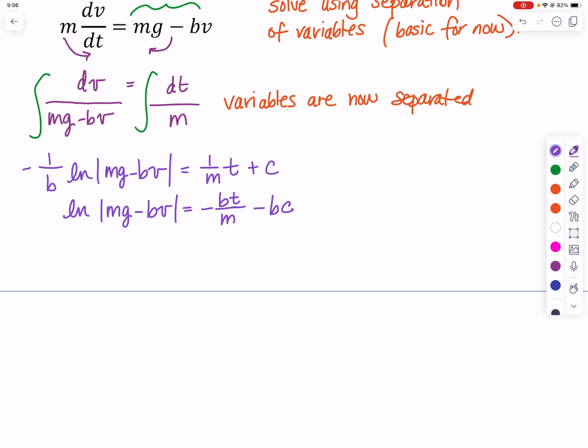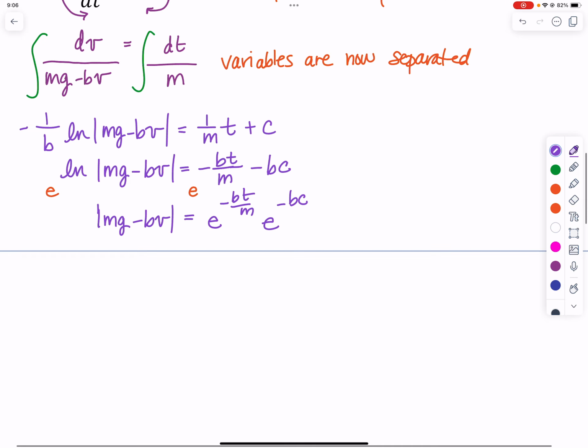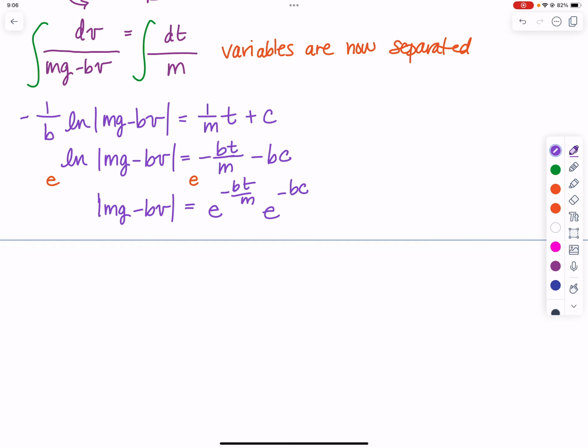And now we will exponentiate both sides, so the entire right-hand side is in the exponent of e, and we'll have the absolute value of mg minus bv is equal to e to the opposite of bt over m multiplied by e to the opposite of bc. Okay, now in order to remove those absolute value signs, we have to take plus or minus the right-hand side.